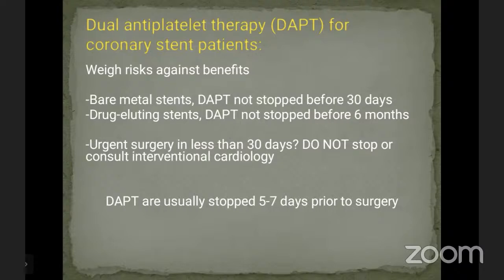In case of urgent surgeries, DAPT may not be stopped, or sometimes interventional cardiologists are consulted because they are experts in the stents, and they know when to stop DAPT without major adverse cardiac events. So DAPT is usually stopped 5 to 7 days prior to surgery. For most patients, we don't use bridging anticoagulation therapy to reduce the risk of thromboembolism during the interval without anticoagulation, because in many studies, this is found to increase the bleeding risk.